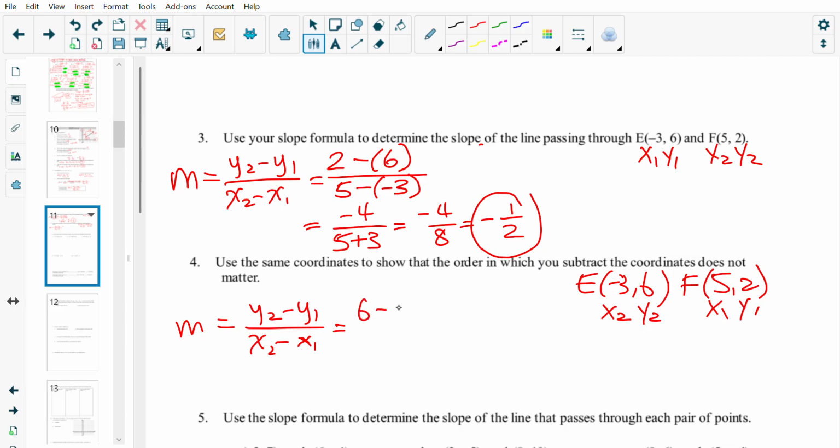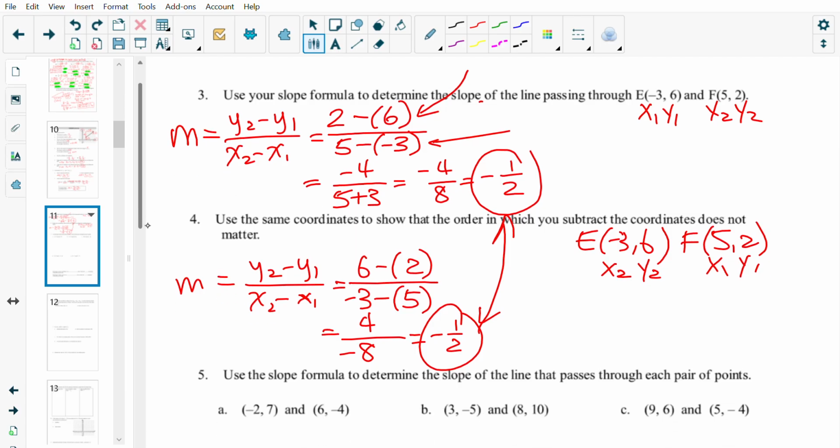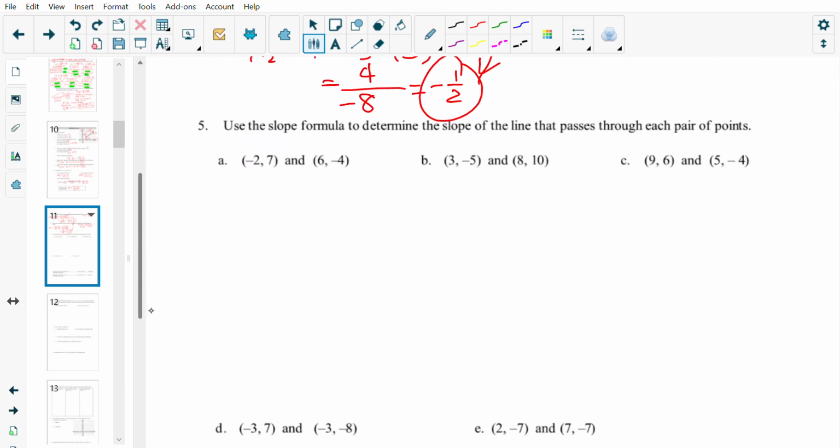So y2 is 6, y1 is 2. So you notice we're reversing that numerator, and then we're going to reverse the order in which we subtract the denominator. x2 is negative 3 minus x1, which is 5. That is 4 divided by negative 8. That is otherwise known as negative 1/2. So the order in which you subtract the coordinates does not matter. You get the same result, same slope.